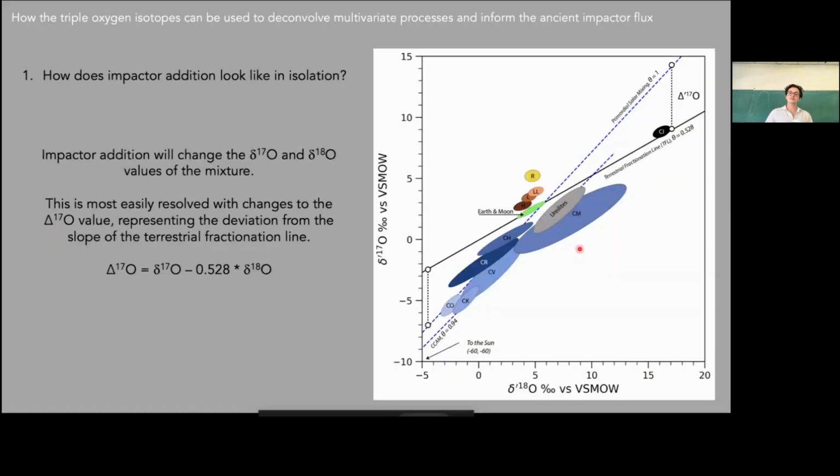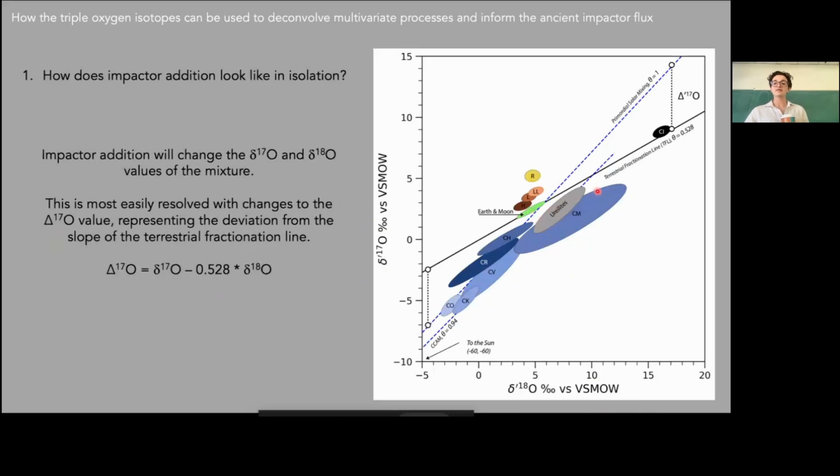So the plot on the right here is a triple oxygen isotope plot of the solar system. We're going to break this down step by step so you get what's going on here. This is showing us the δ18O and the δ17O oxygen isotope ratios of these materials across the solar system. I want to key you in on this small green oval for the Earth and Moon. The Earth and Moon have very similar oxygen isotope compositions.